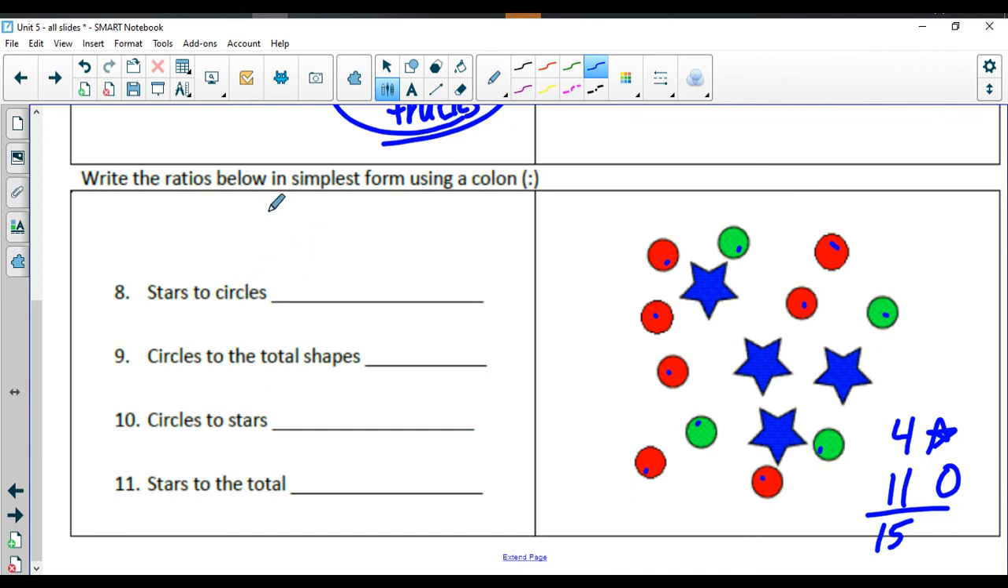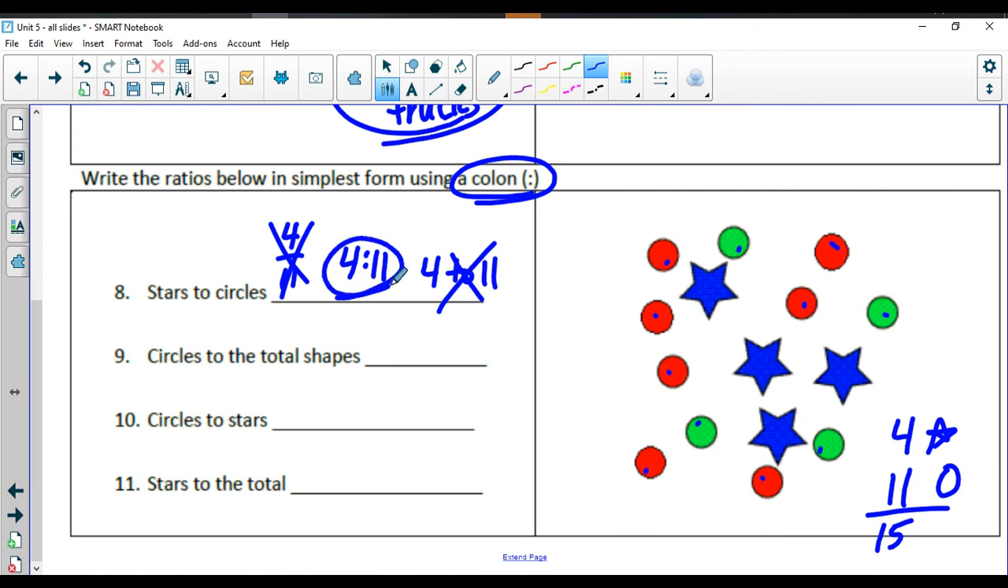Stars to circles is going to be my first one. So that's just going to be the fraction 4 to 11, which doesn't reduce. Or you can write it 4:11. Either one of those would be writing them in simplest form using a colon. So either one of those is going to be acceptable. That's the final answer.